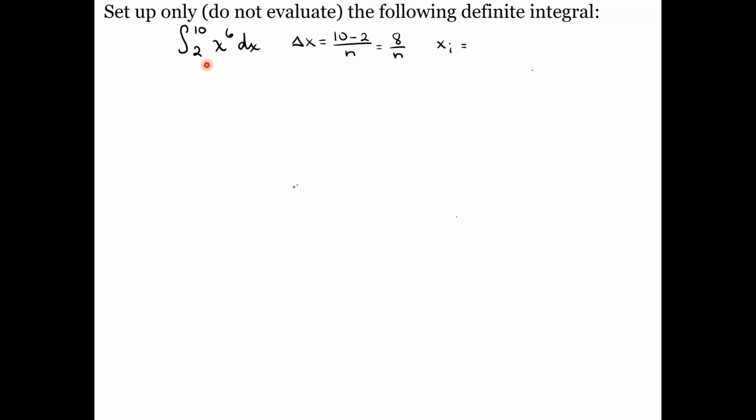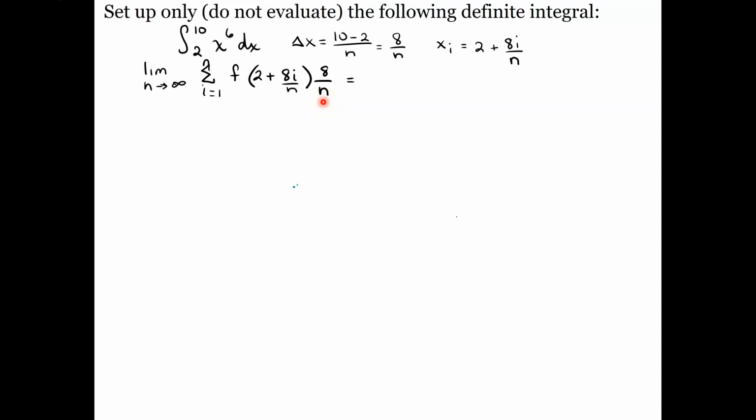Then we need x sub i, and remember that x sub i is going to be a plus the change in x times i. Our a value was 2 this time, so that's going to be 2 plus 8 over n times i. So 2 plus 8i over n. All right, so remember that the formula for the definite integral is the limit as n approaches infinity of the summation from 1 to n of f of x sub i times the change in x. So we can put our x sub i right here, that was 2 plus 8i over n, and we can put our change in x right here. That was 8 over n.